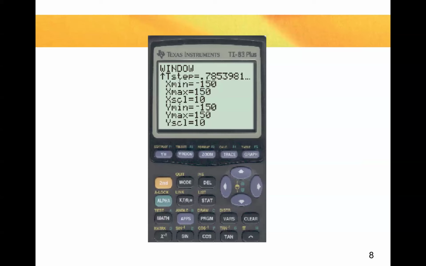Oh, bro, that broke the calculator. I think we broke the calculator. We just figured out how to break a calculator. Seriously. Why? What did you do? I don't know. Negative 150, 150, 10. All right, now we're all good.